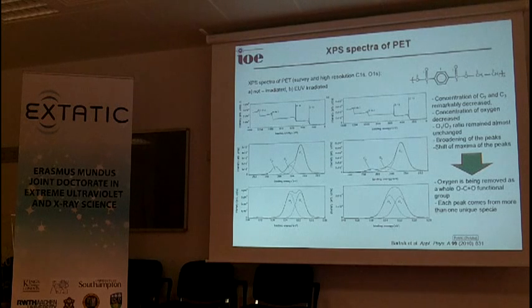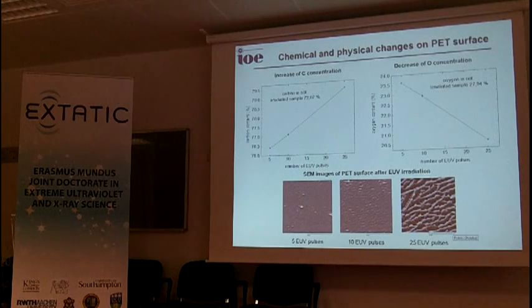As I showed, we have XPS to study the contamination and chemical composition of the surface, and we found that after UV radiation, the composition of oxygen and carbon can be changed. So it is a way to control this, and it is also very important for biocompatibility control. You can see that after radiation, the concentration of carbon is increased, and conversely the concentration of oxygen is decreasing.